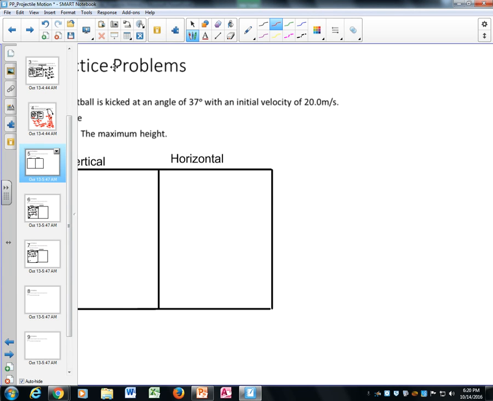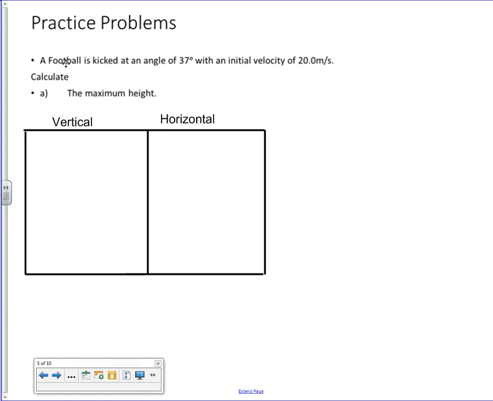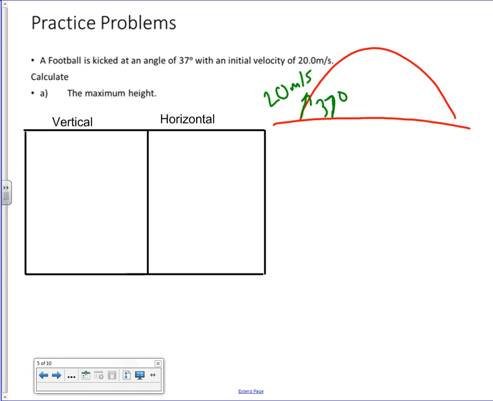So we'll open up this problem. I've separated out my two components there. So let me draw it out. So we've got a football. It's kicked at an angle of 37 degrees. Well, initially it's 37 degrees. And I kick it at 20 meters per second. But that's our velocity here in this hypotenuse. Okay? So we're going to need both the horizontal and the vertical.